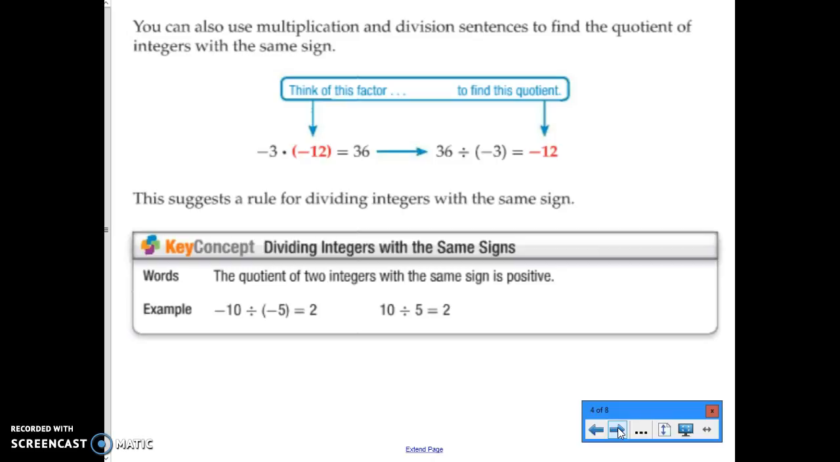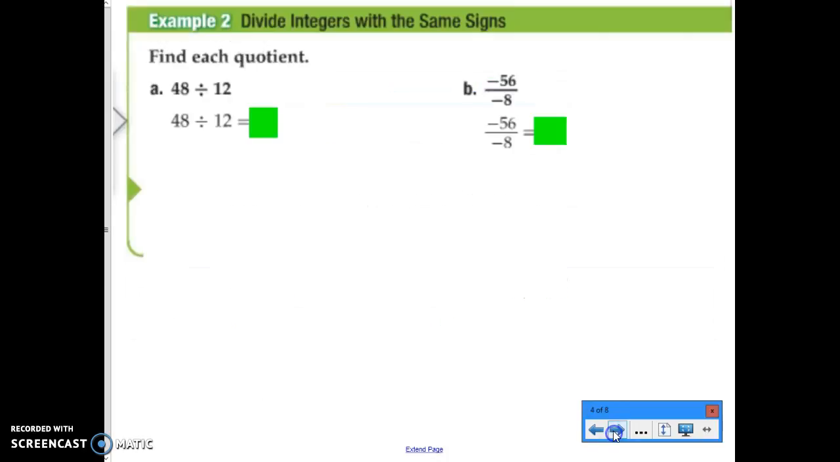So this is also going to suggest a rule for same signs, okay? So the quotient, or the answer of a division problem of two integers with the same sign, is going to give us a positive answer. So a negative divided by a negative is going to give us a positive. Again, a positive divided by a positive is obviously going to give us a positive.